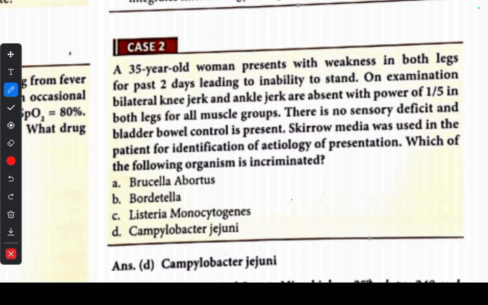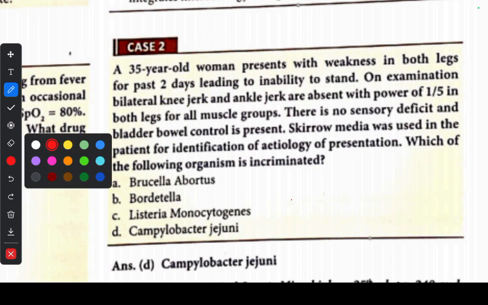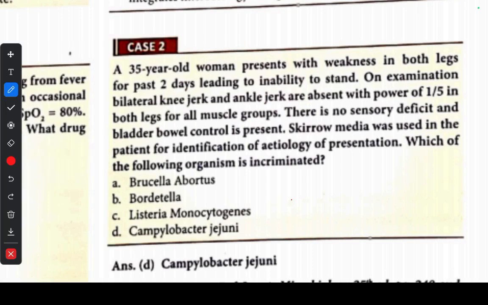Next question. A 35-year-old woman presents with weakness in both legs for the past 2 days. Weakness in both legs means what? Is it going towards an upper or lower motor neuron lesion? Obviously lower motor neuron. Suppose this is the anterior horn cell, and these are the nerves connecting to the muscles. It's going towards your lower motor neurons, so it's a lower motor neuron lesion.